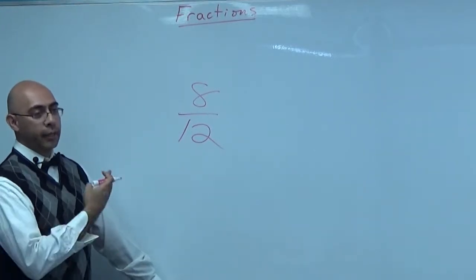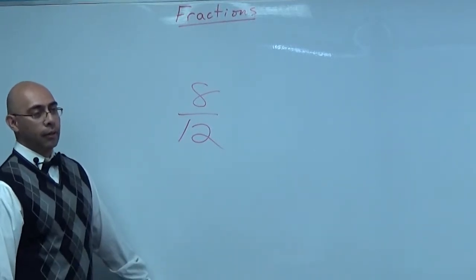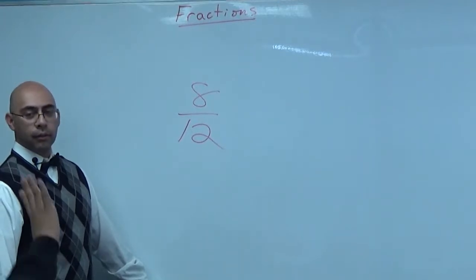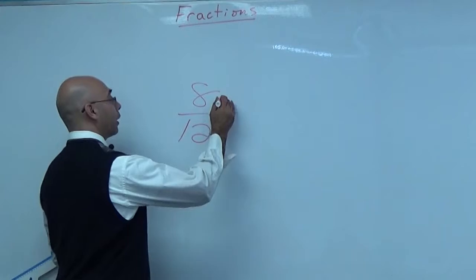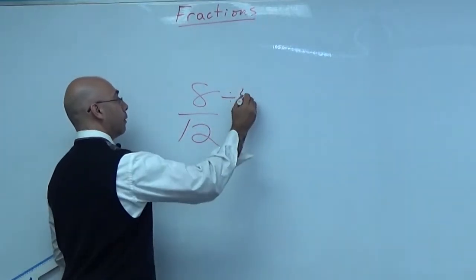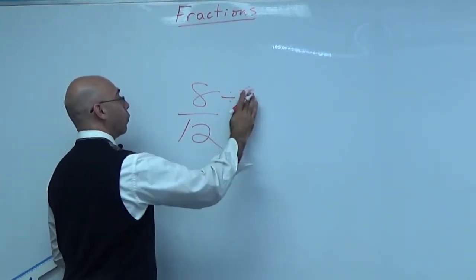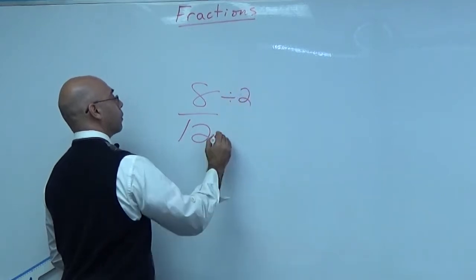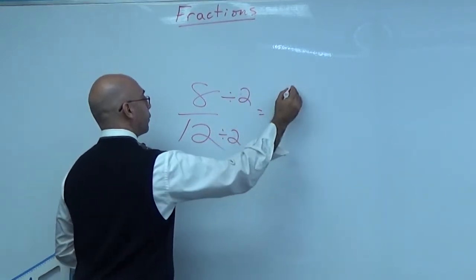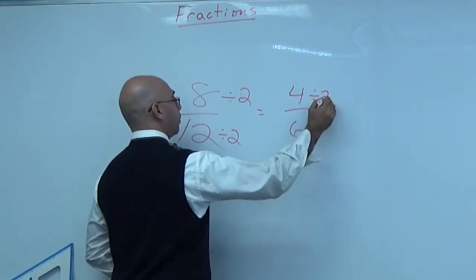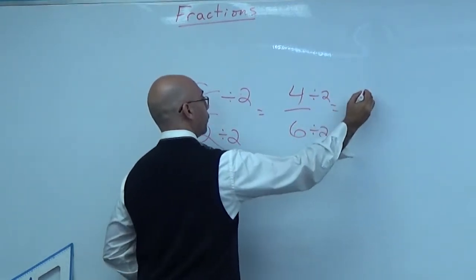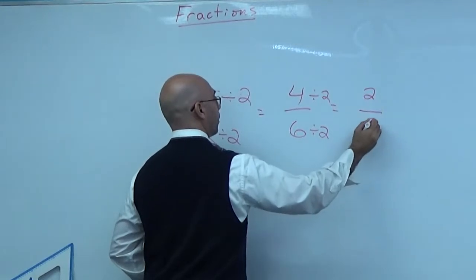Simplest form, real quick. Is that as simple as I can write it? No. Why not? Because you can divide that more. What can I divide it by? By 2 or by 4? Let's do 2. 8 divided by 2 is 4. 12 divided by 2 is 6. And you can still divide by 2. 4 divided by 2 is 2. 6 divided by 2 is 3.